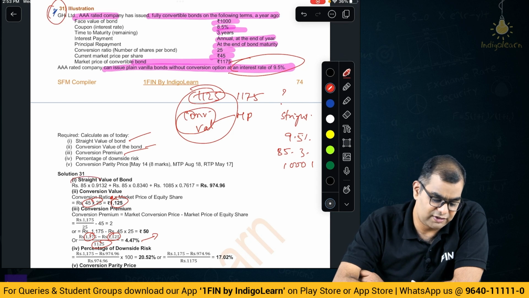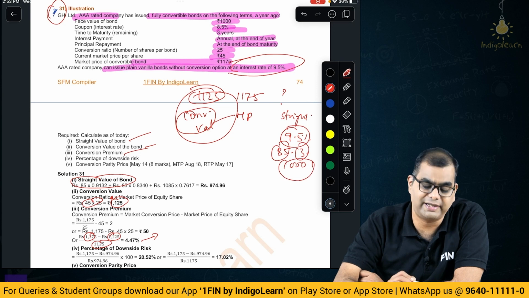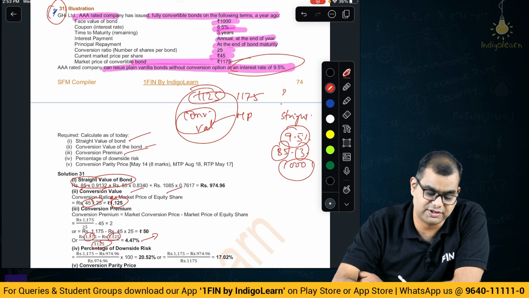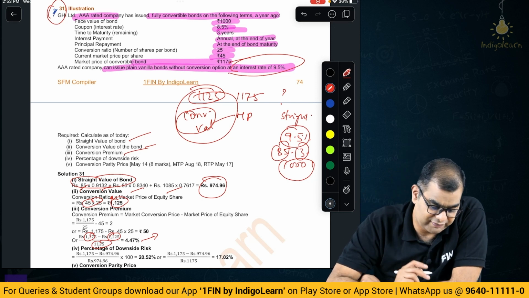Now what is the straight value of the bond? The straight value of the bond is very simple. This 9.5%, 85 for 3 years, and 1000 in the third year at 8.5%. So you get basically 85 into 9.132 plus 85 into 0.834 plus 1085 into 0.7617, you will get 974. So 974 is the value of the bond, the straight value of the bond.